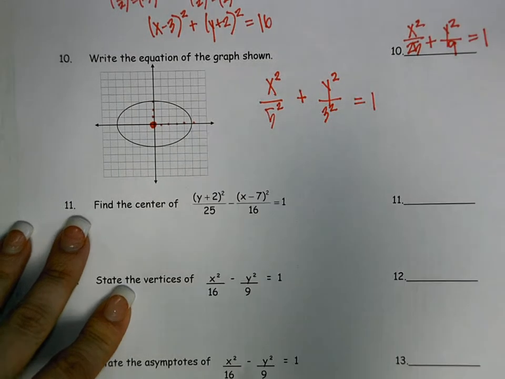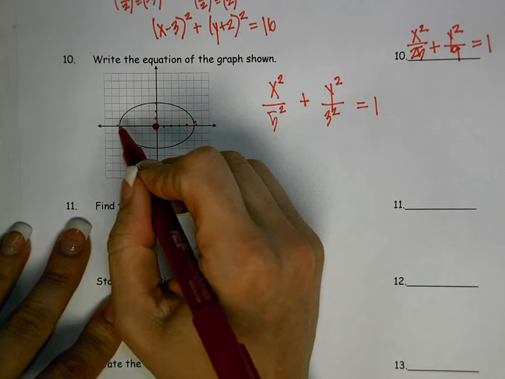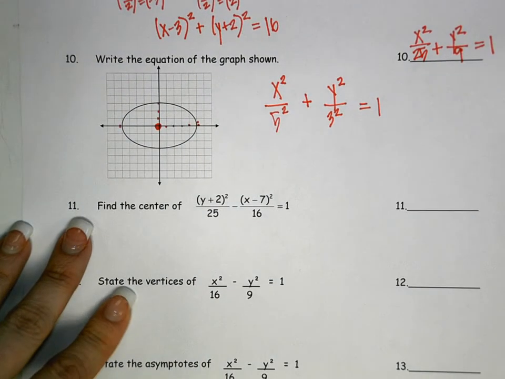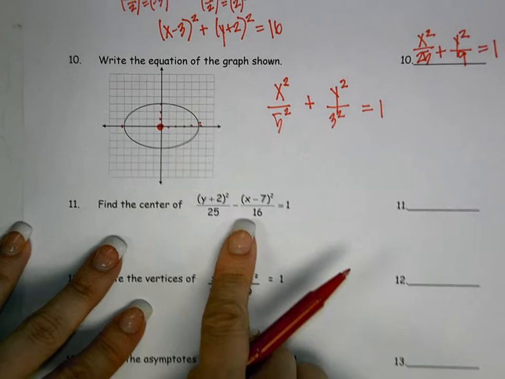By the way, on an ellipse, these are where the vertices are farther apart. Okay, so you always pick the ones on the ends of the major axis, which is the ones that are the farther apart ones.